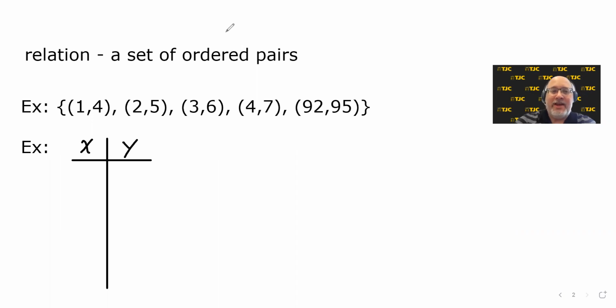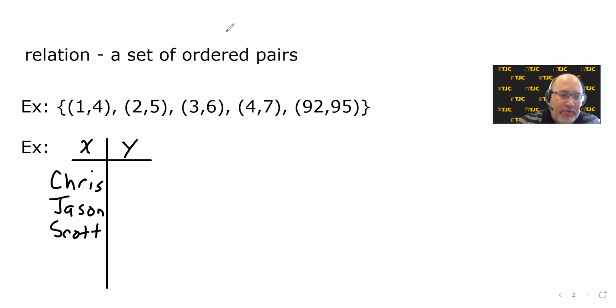For example, I could say X is my first name, Chris. And Y, well, we'll pair stuff up within a second. And let's put my brother's name, Jason. And my other brother's name, Scott. And we'll put my dad's name, Lee. And we'll put my mom's name, Paula. Now, if you're wondering, why did I write names instead of numbers? Well, look at the definition of relation. It's a set of ordered pairs. It doesn't say they have to be pairs of numbers. They can be pairs of anything.